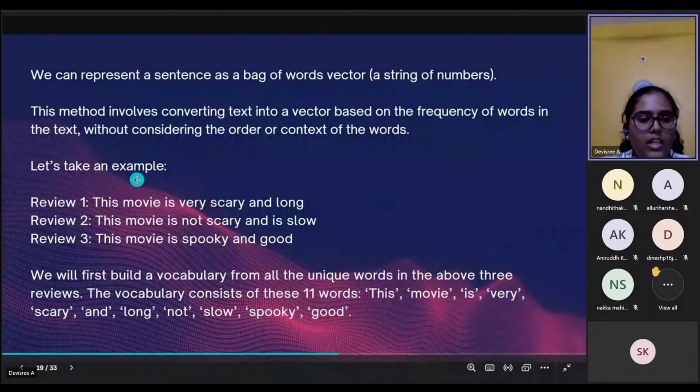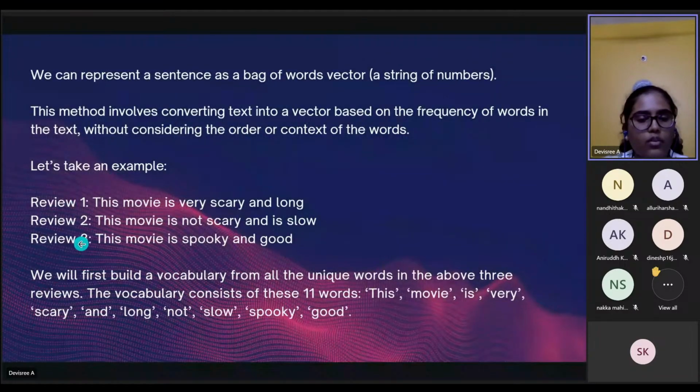These are the 3 reviews for some movie. The first review is: the movie is very scary and long. The second is: the movie is not scary and is slow. The third one: the movie is spooky and good. So these are the 3 different reviews. Our aim is to find the word embedding, or the numerical representation, of these reviews.